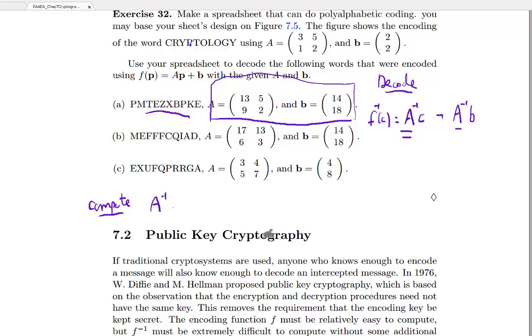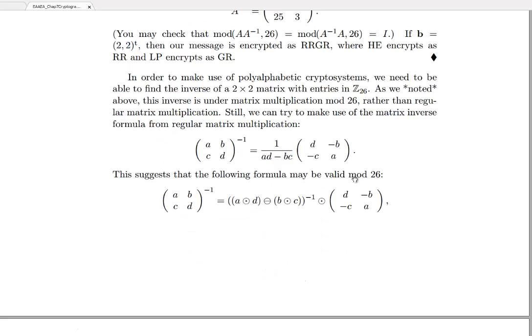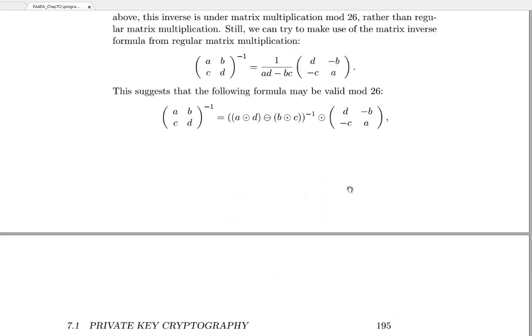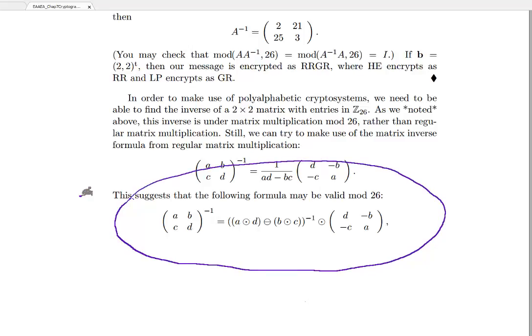Now, how do you compute A inverse? Well, there's a method that's told up above in the section. The method is right here. This is page 194. So I'm going to go ahead and outline it. It's this formula here. Okay. I'm going to work this out.